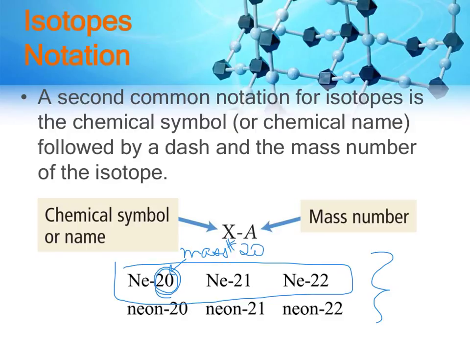Another way to do that, instead of using the symbol, might be to actually write out the name of the element. So again, the thing to remember here, if when you're reading you see either a symbol of an element or the name of an element followed by a hyphen and then a number, that number is the mass number.